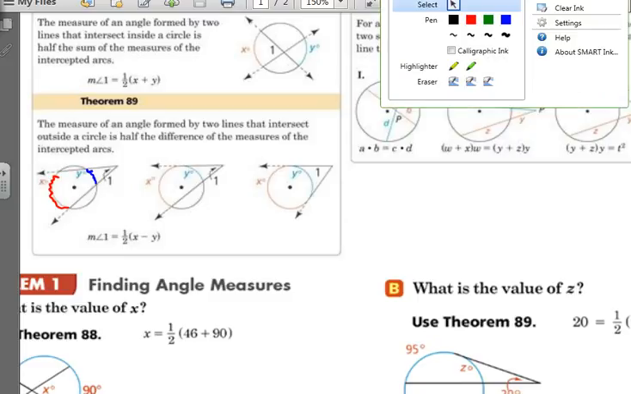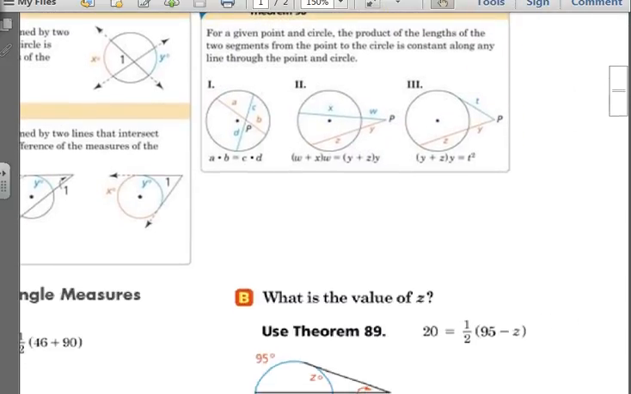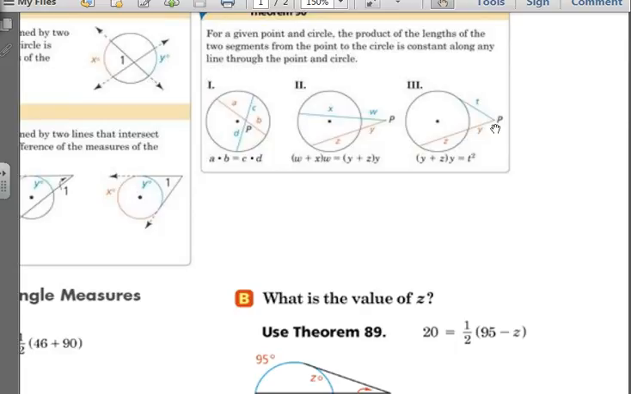Then this gets really cool. Kind of like cross multiplication in a way. But if we have portions of chords, so two chords that intersect each other, so I break this up into A, B, and then C, D. The product of the pieces of your chord will be equal to the other product of the pieces of your chord. So, whatever A times B is, that'll be equal to your C times D, no matter what.